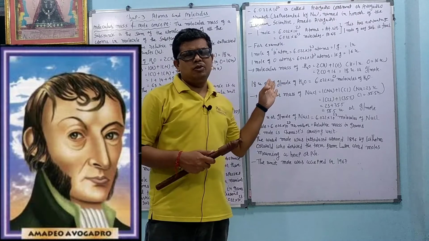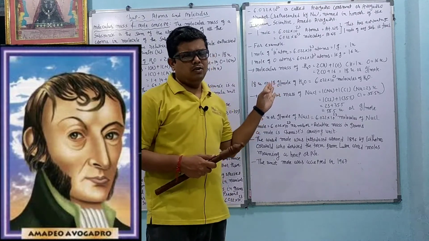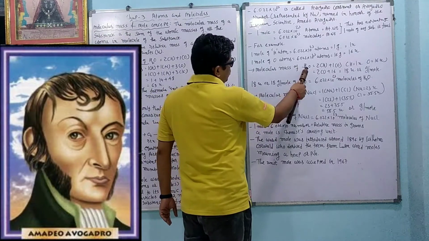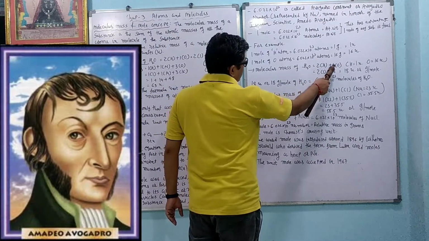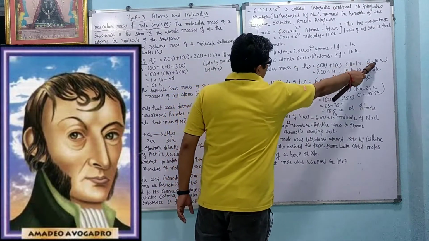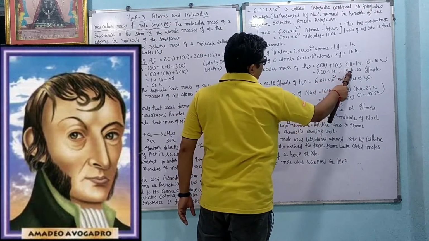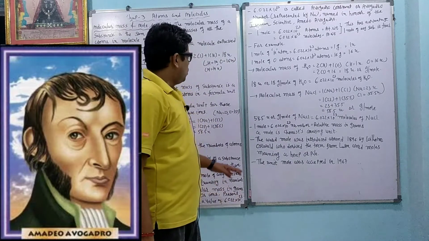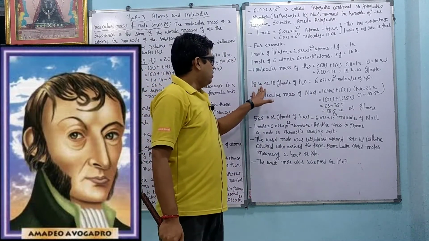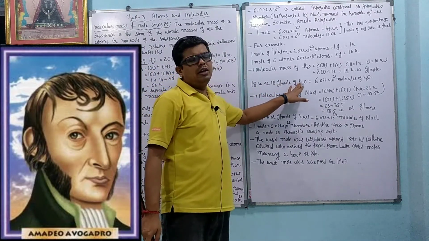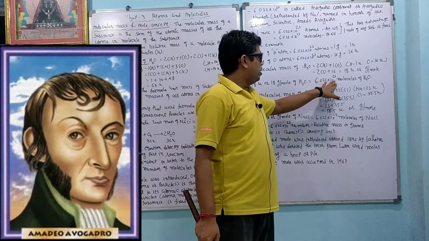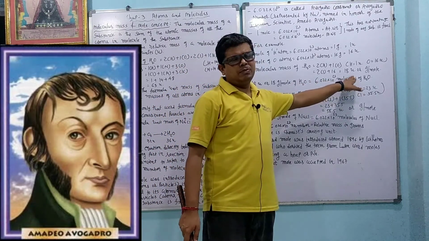Now that we have learned about atomic weight or atomic mass, we are going to learn about molecular mass and molecular weight. Molecular mass of water: we know that it is 2 hydrogen plus 1 oxygen. Hydrogen weight is 1 unit, oxygen weight is 16 unit. We replace it, we get 18 unit or 18 gram per mole. It means if we take 18 gram, or 1 mole, of water, 6.022 × 10^23 molecules of water are present.